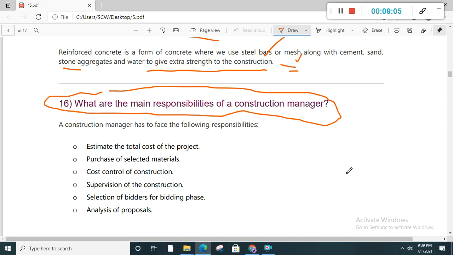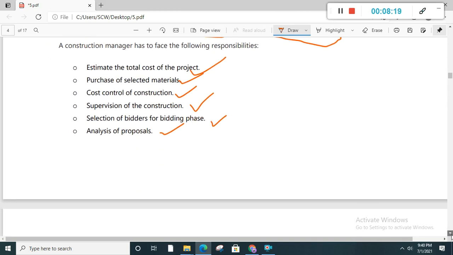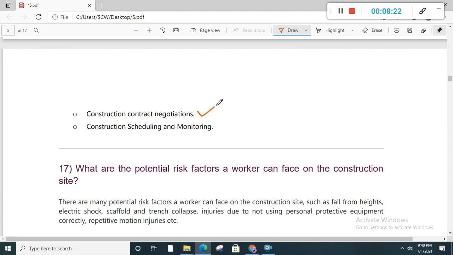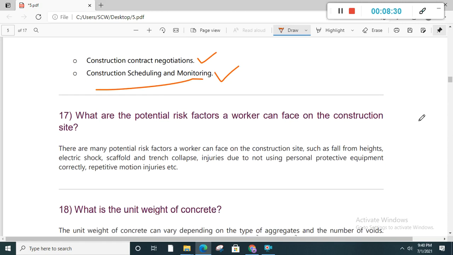So you can say that estimate the total cost of the project. We can say purchase of selected materials, cost control of constructions, supervision of the constructions. We can say the selection of bidders for the bidding phase and analysis of proposals. Along with that, construction contract negotiations, then construction scheduling and monitoring. All the scheduling and monitoring work is also under the construction manager.